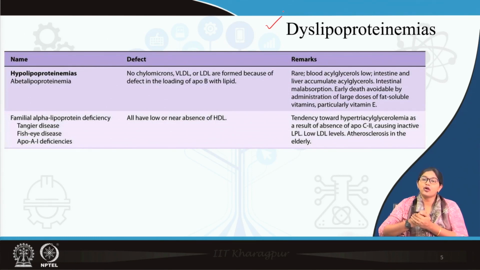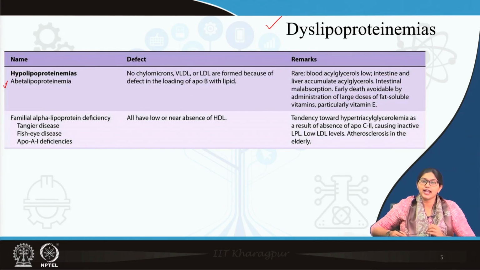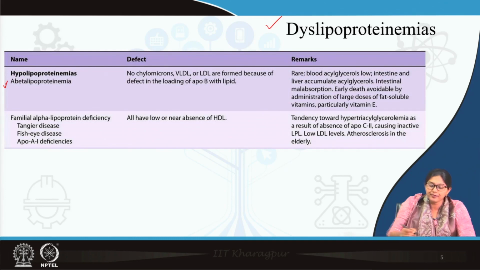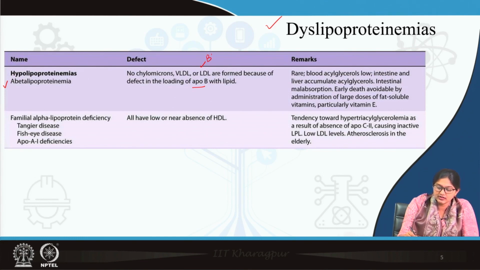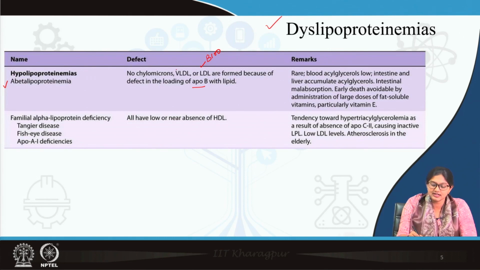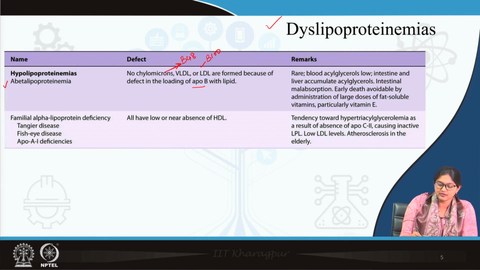So, these are the two important primary hypolipoproteinemias. One is abetalipoproteinemia. Abetalipoproteinemia is basically associated with a defect in synthesis of ApoB. Beta lipoprotein is related to ApoB, apoprotein B. Now, the problem is in synthesis of ApoB, and if you remember, ApoB100 is linked with LDL and ApoB48 is linked with chylomicron, I am sorry, VLDL and LDL are linked with ApoB100.